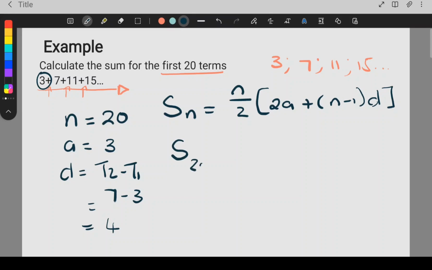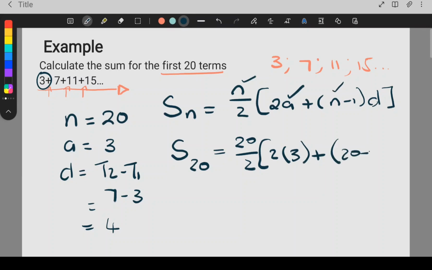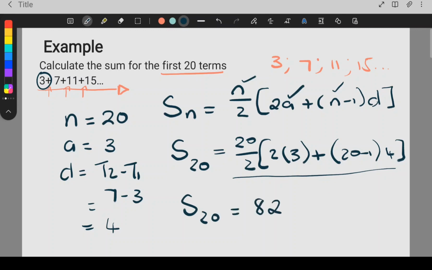So I'm going to say S of 20. So the sum of the first 20 terms is equal to, remember that n is now 20, this a is the first term, which is 3, plus n minus 1, so 20 minus 1, and d is the constant difference, which is 4. You put all of this in your calculator, and you say the sum of the first 20 terms is 820. And that's all. That's how you do the sum of an arithmetic series.